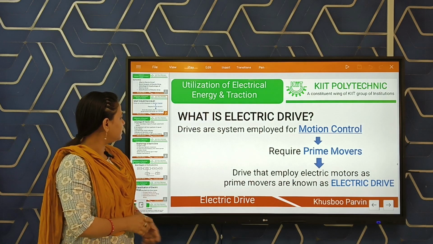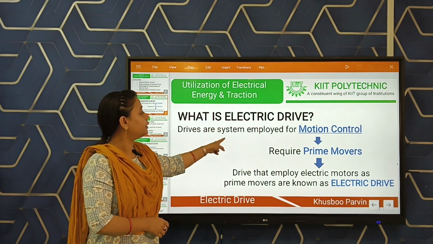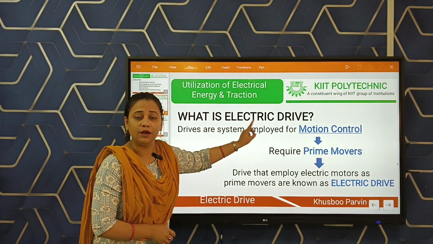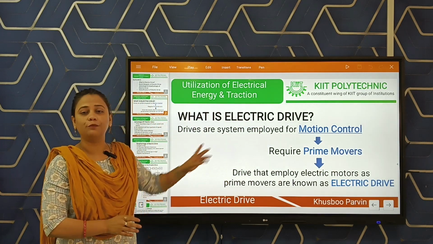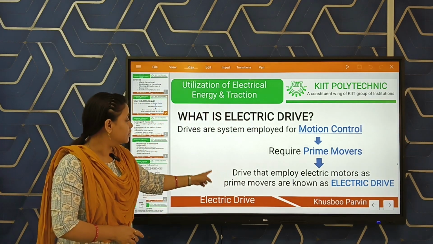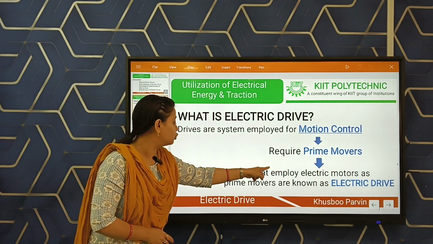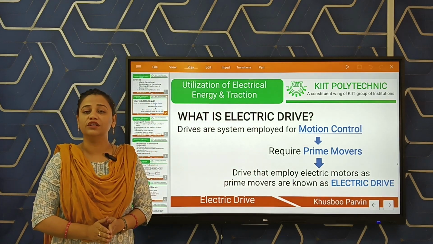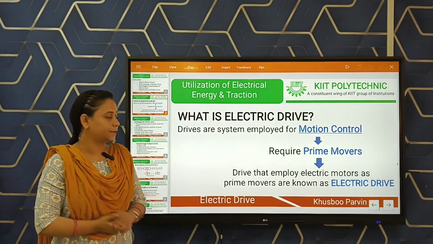So here you can see drives are a system employed for motion control, and motion control is required with the help of the prime mover. A drive that employs an electric motor as a prime mover is known as an electric drive.